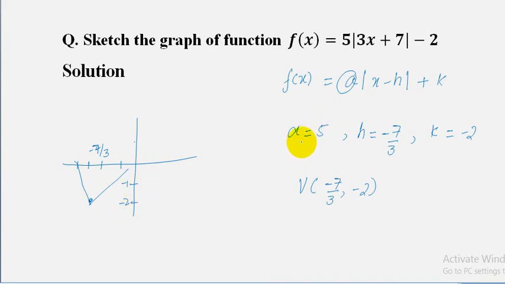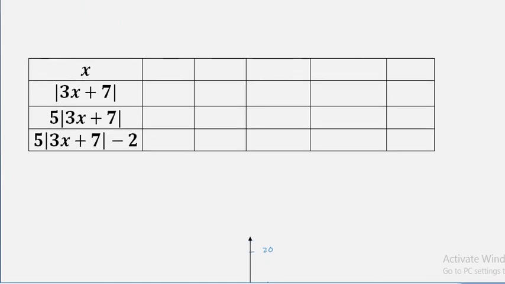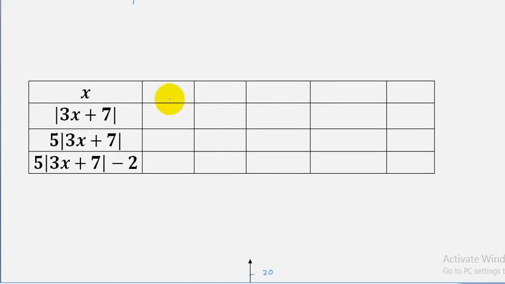Now we properly sketch the graph of this function. For this we construct the table for this function. Our given function is f of x is equal to 5 into mod of 3x plus 7, minus 2.